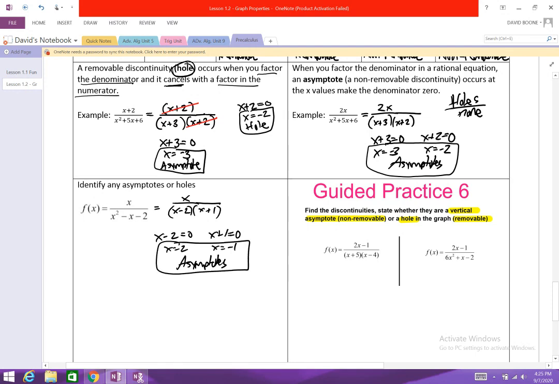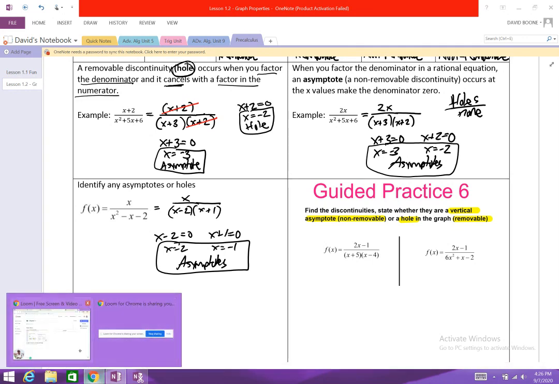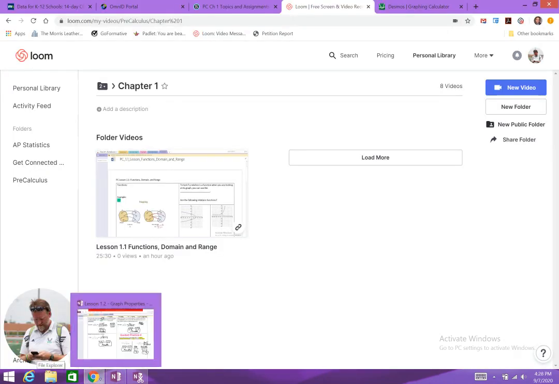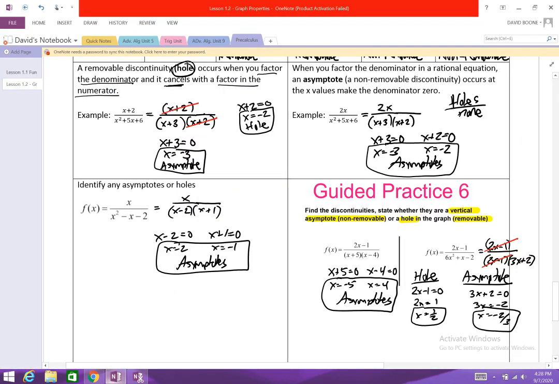Okay, I want you to try it on your own here, so pause the video, work those problems out, come back, and double check your answer. All right, and hopefully as you worked these out, you saw that this one doesn't have any holes. There's no canceling on the top and the bottom. It only has a couple of asymptotes. But this one over here, if you do a little factoring, notice that there was some canceling. So we do get a hole and also an asymptote.